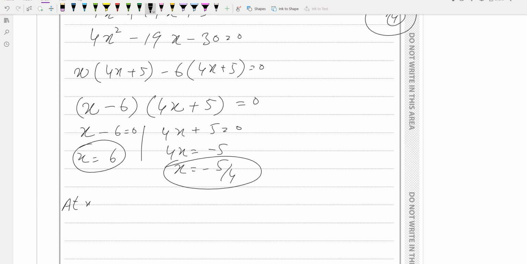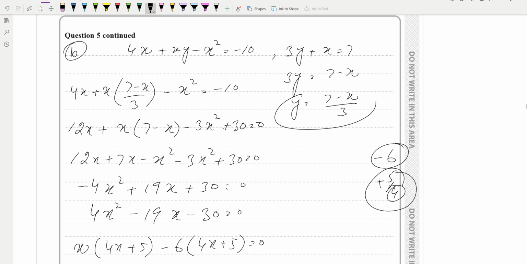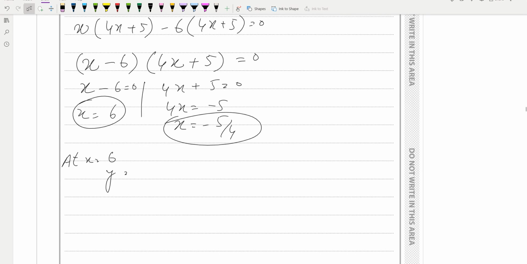So at x is equal to 6, what will the y value be? We have the equation y is equal to 7 minus x over 3, so y will be equal to 7 minus 6 over 3, which is equal to 1 by 3. So we get the value y is 1 by 3, and similarly we can write 1 by 3 as 0.333 also.